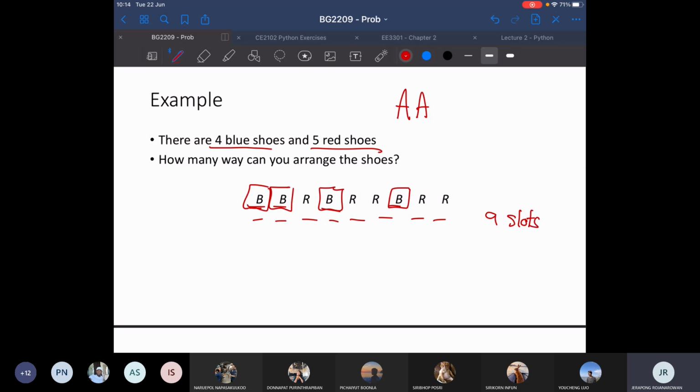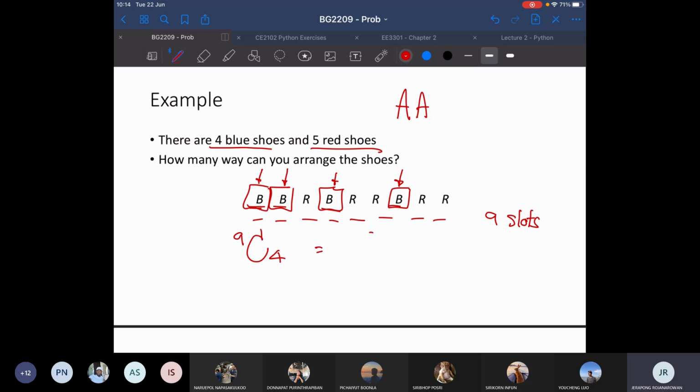You have to fill in 9 slots with 4 blues, right? So you're going to choose 1, 2, 4, 7, something like this, or you can choose something different. So basically you have a total of 9, and then you choose 4 of them.